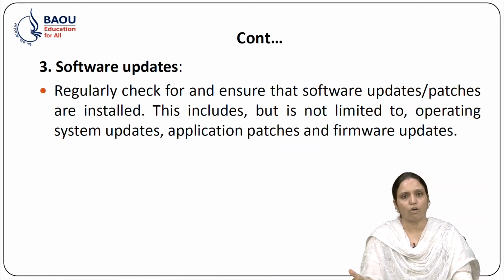Then the third one is software updates. Regularly check for and ensure that software updates and patches are installed. This includes, but is not limited to, operating system updates. If you are only updating your operating system, that does not mean the whole software of the system is updated. Application patches and firmware updates are also required. So software updates are also a necessary task for the system.